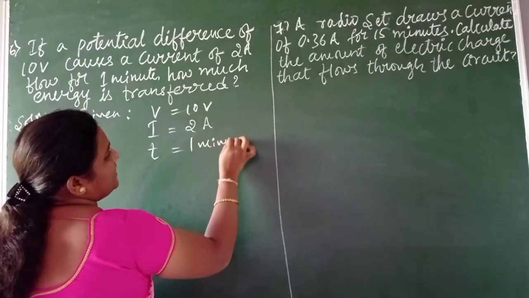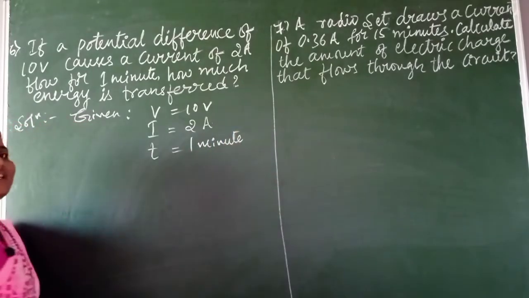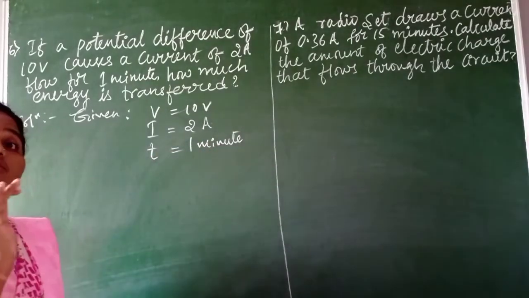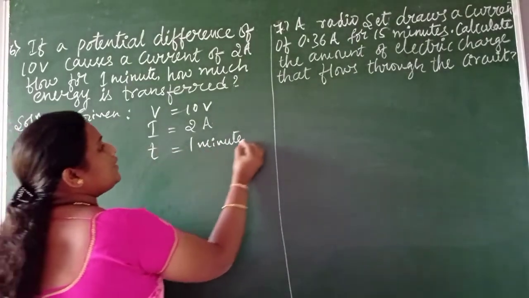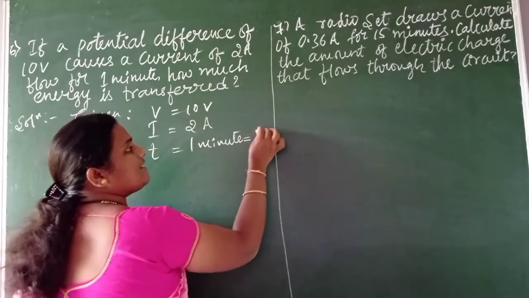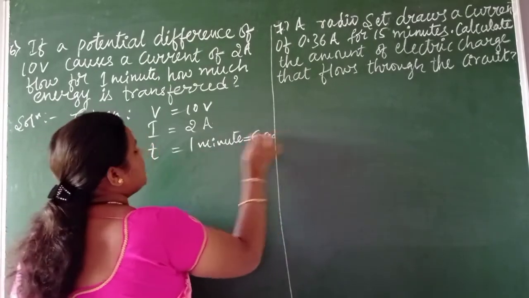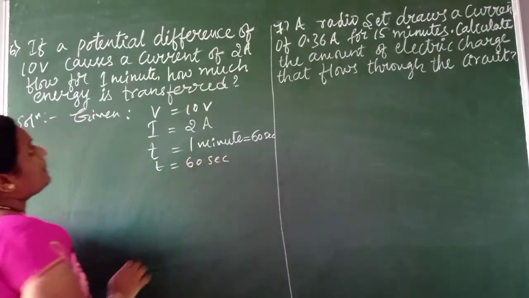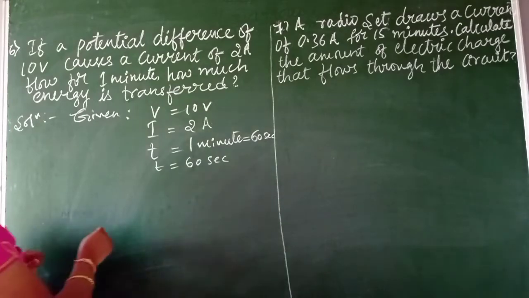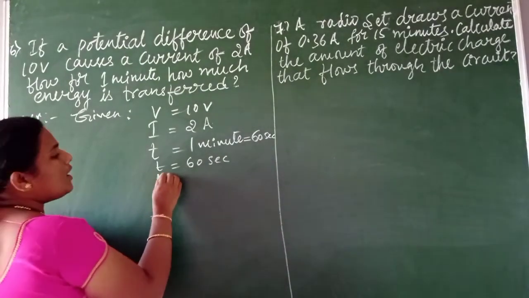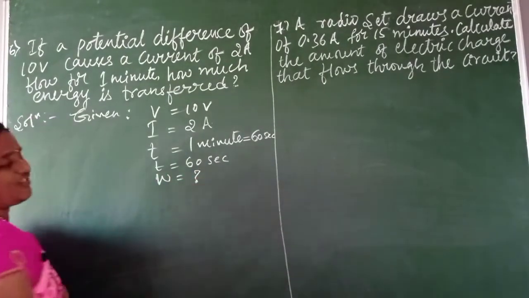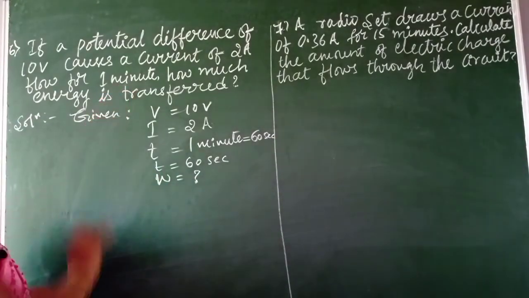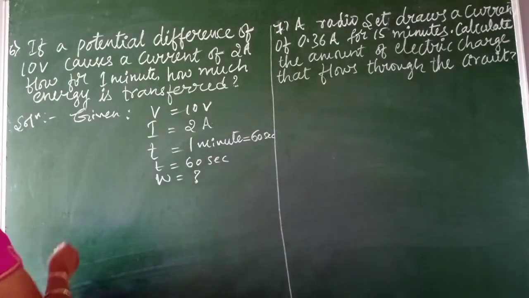1 minute. Children, here you have to concentrate because the duration time is given in terms of minutes. So convert it into seconds. 1 minute has 60 seconds. So T is nothing but 60 seconds. Now, what do we have to calculate? Energy. Nothing but the work done, or the energy spent in making this flow of charge, is how much we need to calculate.